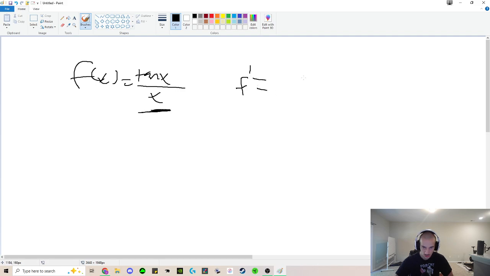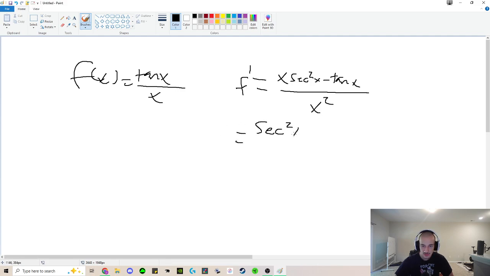We do low d high, that's the derivative of tangent. It's going to be secant squared, minus high d low, what's the derivative of x? It's just going to be 1, divided by low squared, which is going to be x squared. So now this guy here is going to be secant squared x over x minus tangent x over x squared.